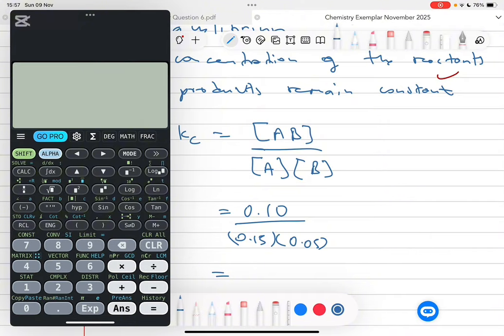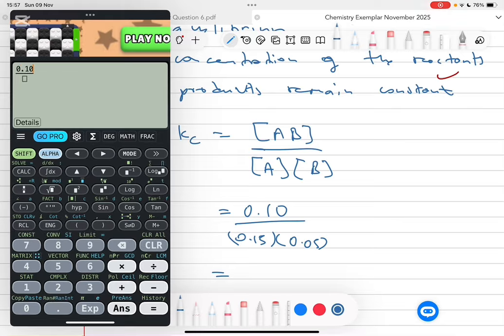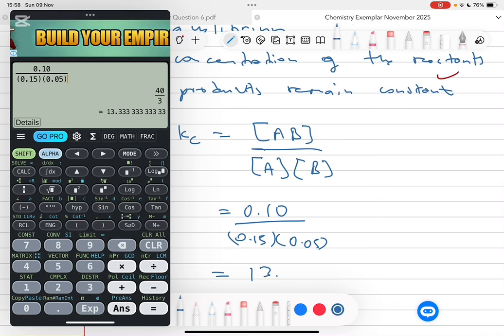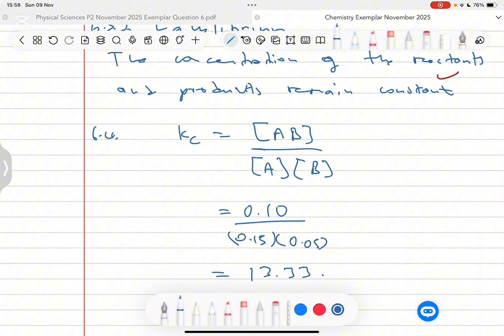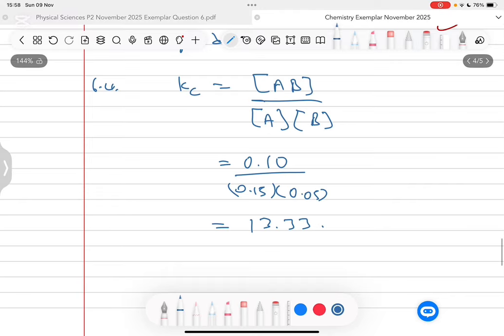And from here, this question becomes very boring, because we're just going to put everything on our calculator and allow the calculator to do the magic for us. And we get a number here of 13.33. Remember that Kc is unitless. It only tells us whether we are favoring the forward or the reverse reaction. And of course, here you can see that our number is much, much bigger than 1.